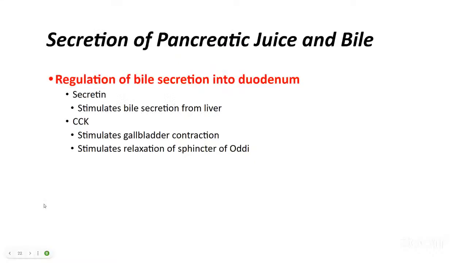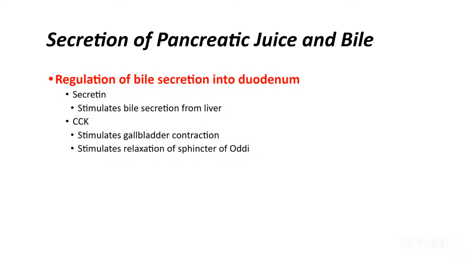So these hormones that we're looking at are also helping us regulate bile secretion. We're thinking about the pancreatic enzymes in the pancreatic juices. We're thinking about the bicarbonate coming from the pancreas, but we're also thinking about bile coming from the liver and potentially coming from the gallbladder if we have extra bile stored there.